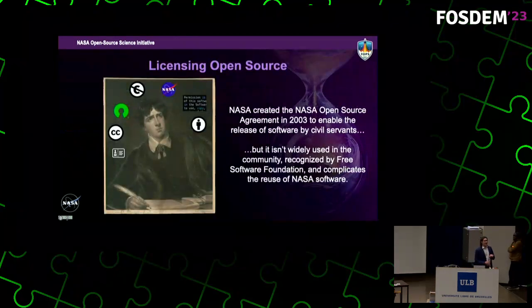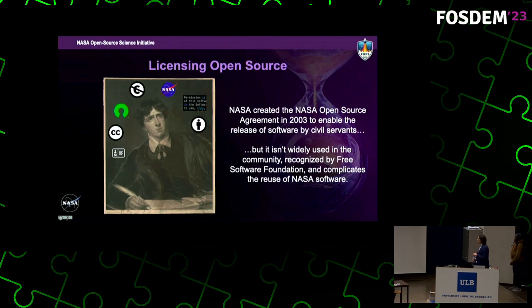There's also licensing at NASA. About 20 years ago, NASA created the NASA Open Source Agreement, and they were trying to solve a very specific problem. Civil servants, by US law, can't produce work that is copyrightable.